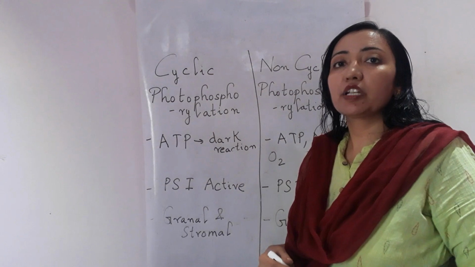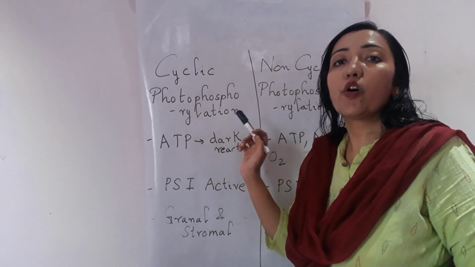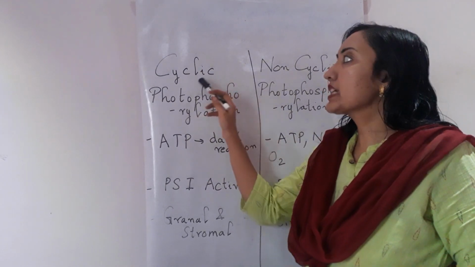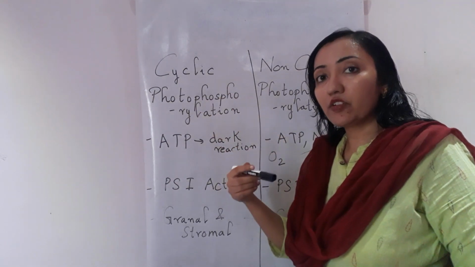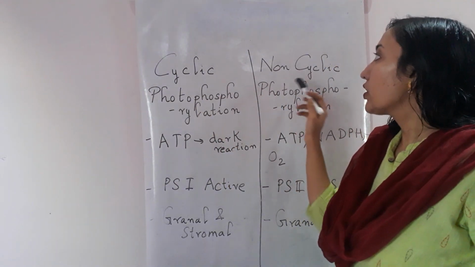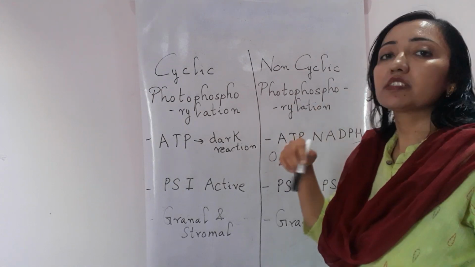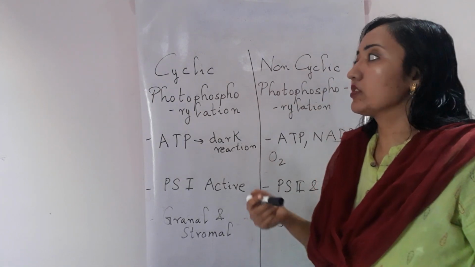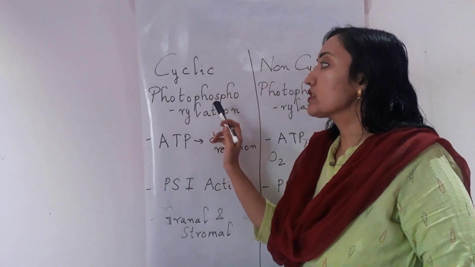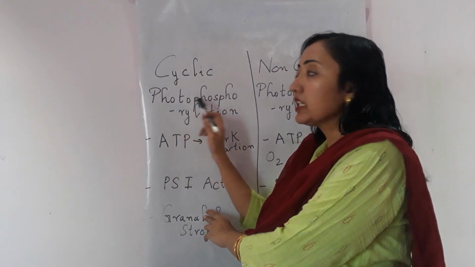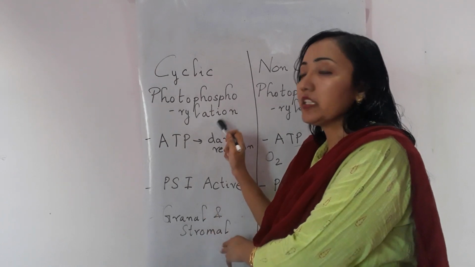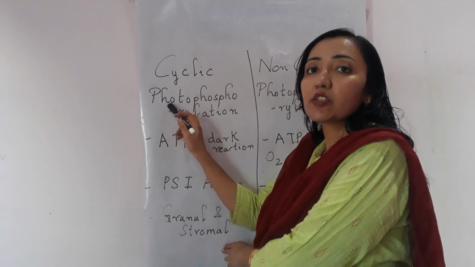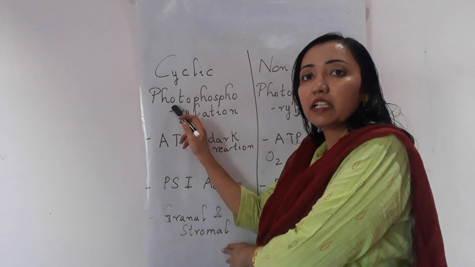Cyclic photophosphorylation is the cyclic flow of electrons, and non-cyclic photophosphorylation is the non-cyclic flow of electrons. In photophosphorylation, photo means light and phosphorylation is the synthesis of ATP. So it is the synthesis of ATP in the presence of light.